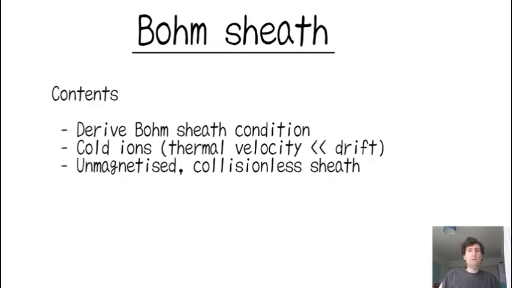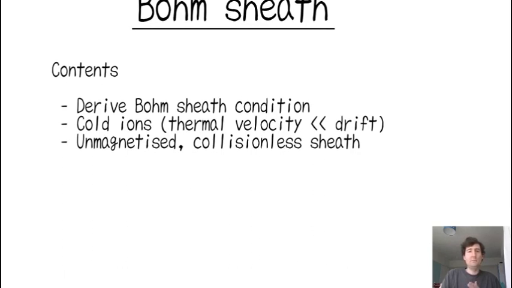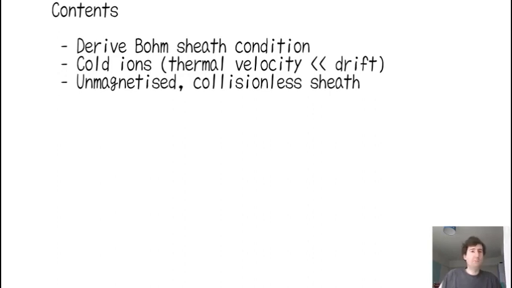Welcome. In this video I'm going to derive the Bohm sheath criterion. This is a condition on the velocity of the ions as they reach the wall of any kind of confined plasma, and it determines the boundary conditions on things like fluid models that we use in the edge of plasmas. This is going to look at what happens when a plasma meets a conducting or a metal wall.